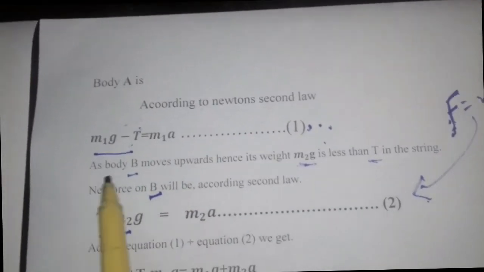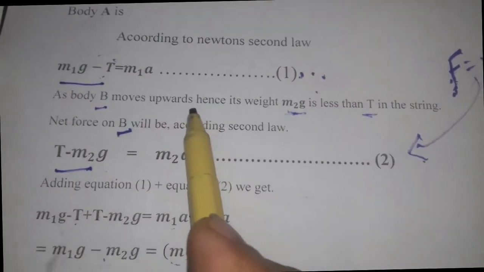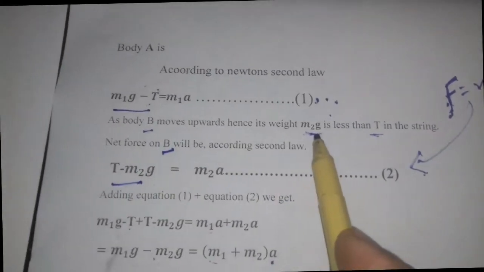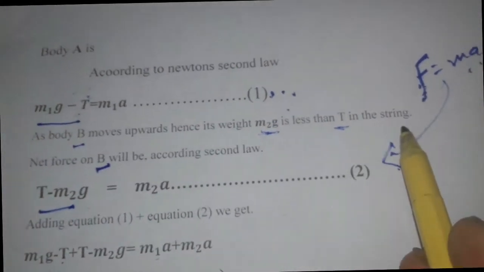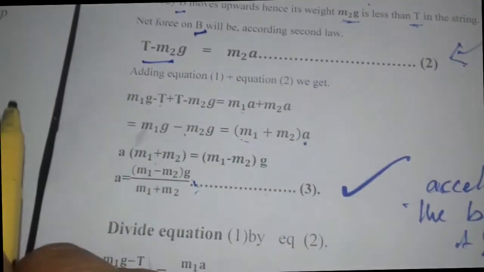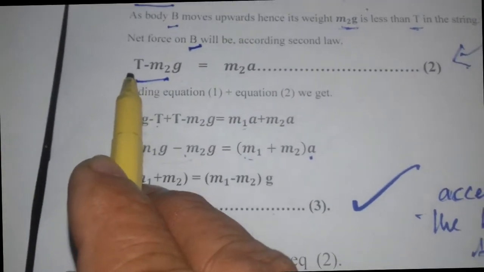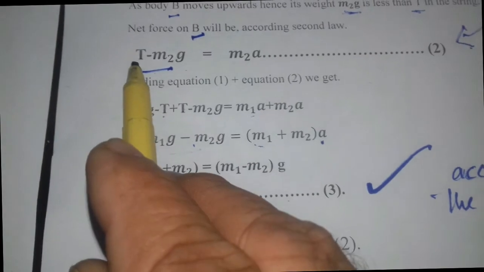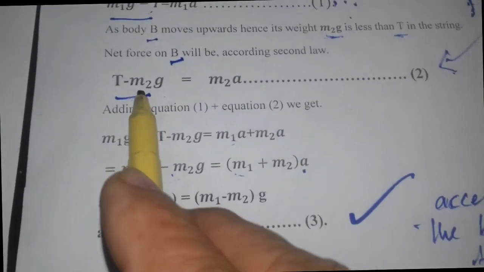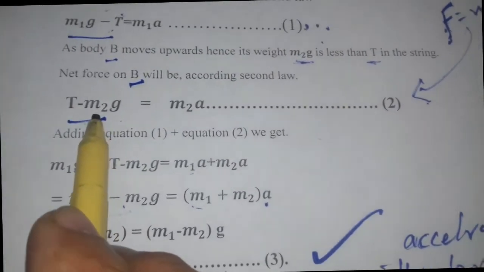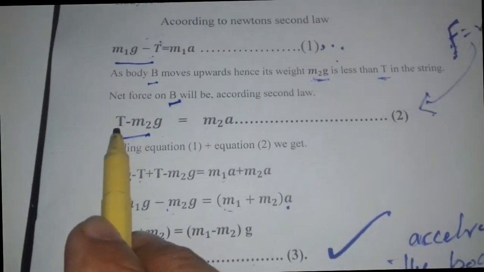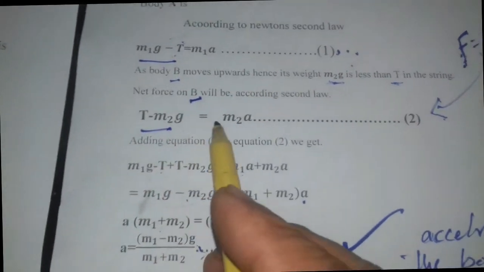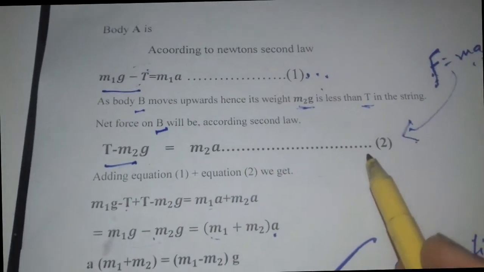At the same time, body B moves upward because m2g is lesser than the tension T in the string. The net force on body B is T, which is greater, causing it to move upward, minus m2g, which is the weight of body B. T is greater and m2g is smaller, so the net result T minus m2g equals m2a, which is the second equation.